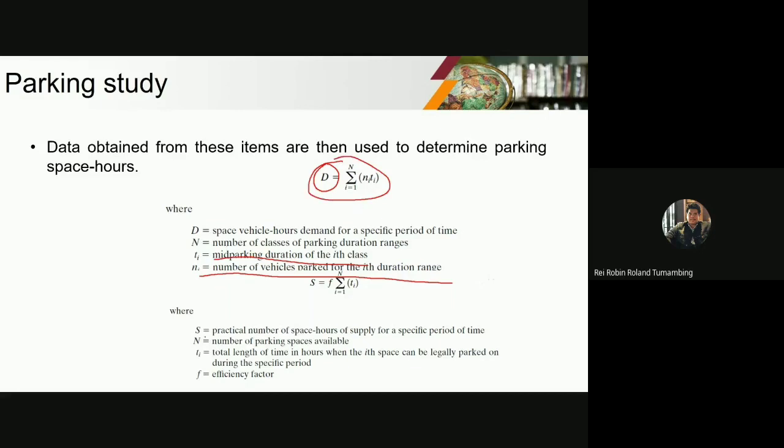Okay? Next is yung S natin, which is the practical number of spaces or supply for a specific period of time. Okay? So, yung F natin is efficiency factor. Okay? So, it is a constant lang na you can assume, I think, around 0.85 to 0.9, depending on the area at saka ng mga end users. Okay? So, let's try this.